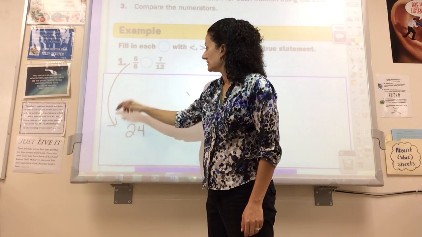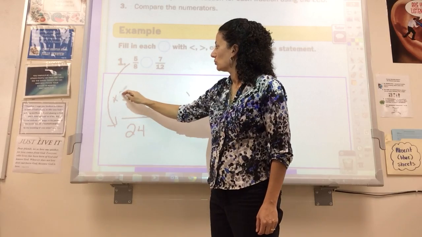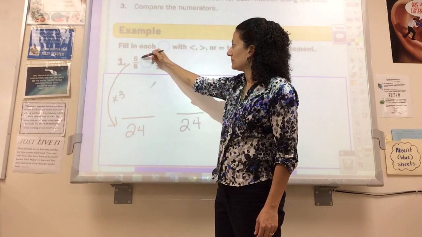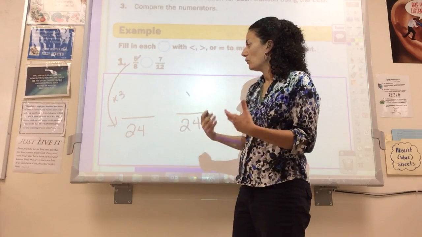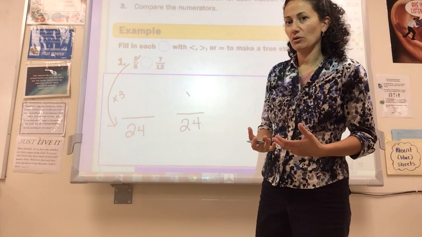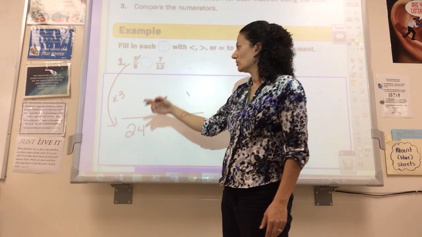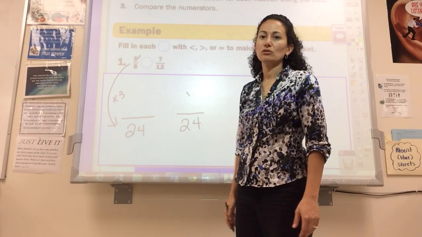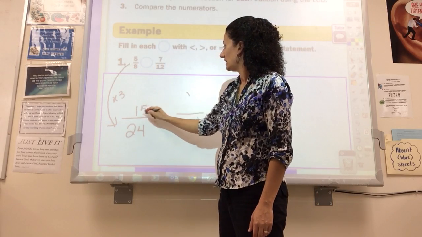So now I need to write an equivalent fraction. I'm going to ask myself, well, 8 times 3 is 24. So I'm going to do the same thing to the 5. I'm going to multiply 5 times 3. In other words, I want to make this an equivalent fraction. However much I'm increasing the denominator, I must also do the same thing to the numerator. So 5 times 3 is 15.